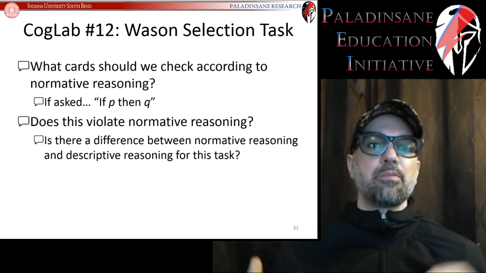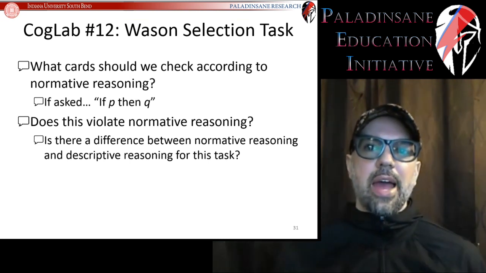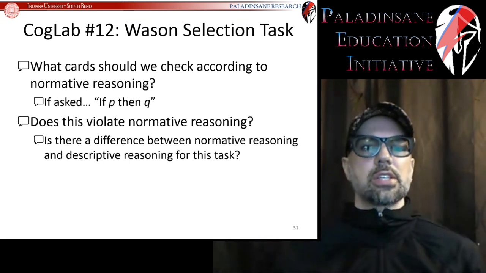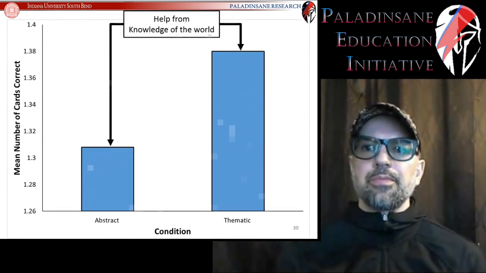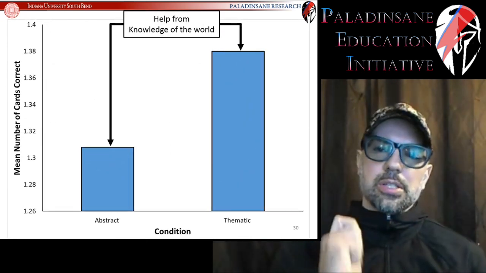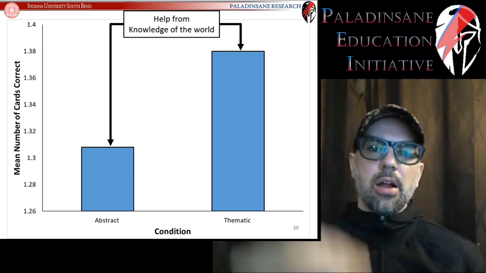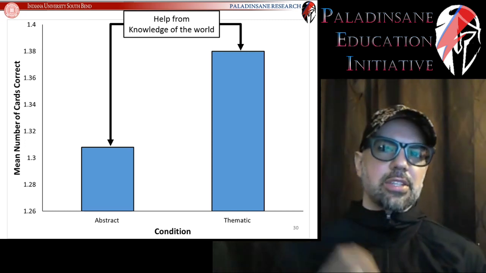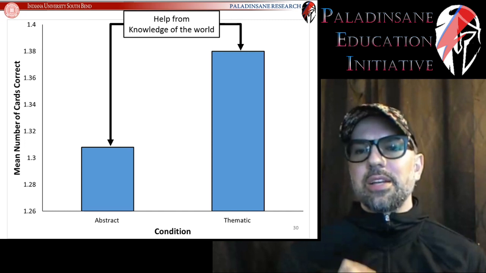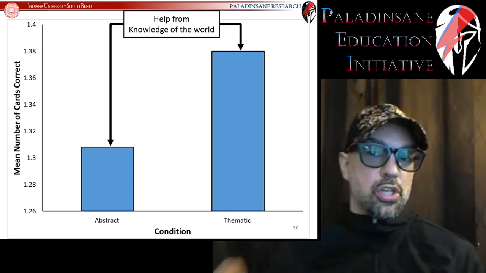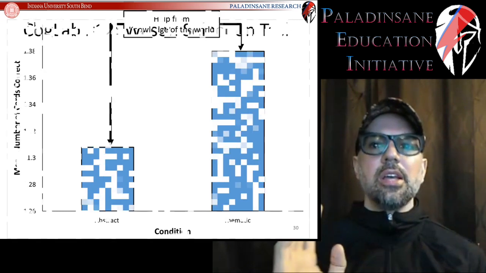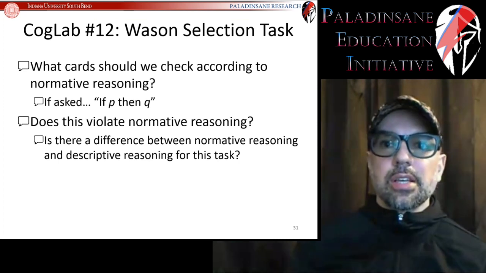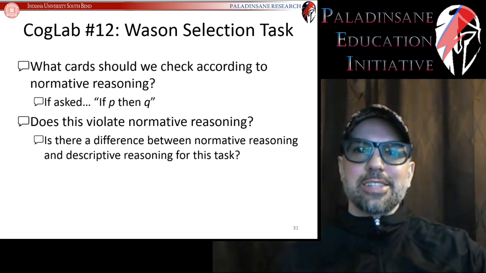And we've already seen this because if our descriptive reasoning was the same as normative reasoning, both of those bars that we just saw should be 2 out of 2. If you are a logical machine and you could solve this perfectly every single time, the abstract bar and the thematic bar should both be 2 out of 2. The fact that they're less than 2 out of 2 means that there has to be a difference between what we did and what we should have done. That is, there has to be a difference between the descriptive reasoning and the normative reasoning. So now it's our job as psychologists to shine some light on what that difference actually is.